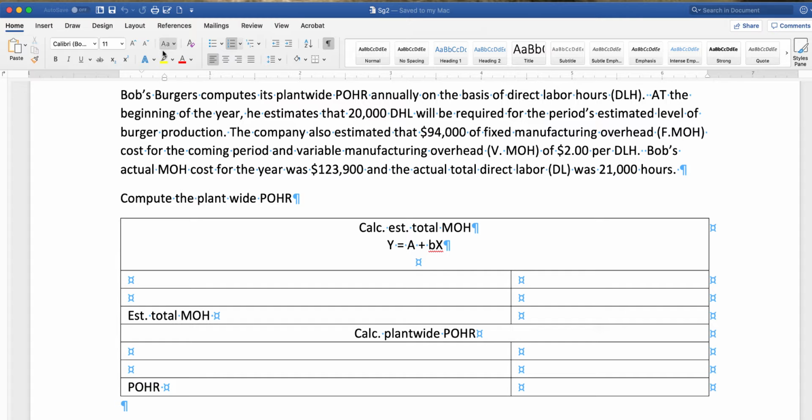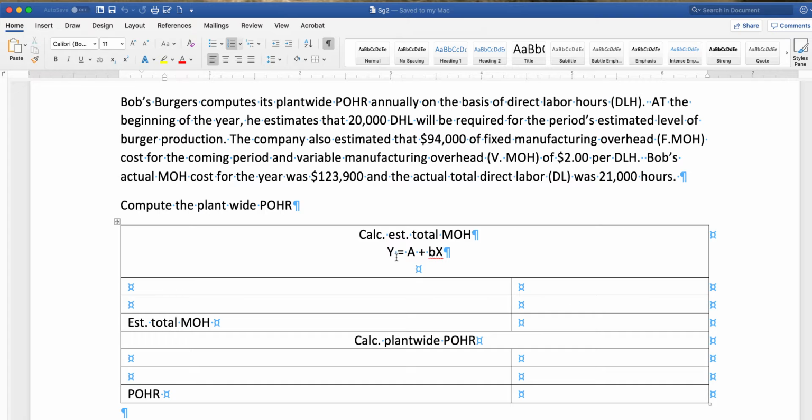Very simple to do. So the first thing, if you'll notice, we put the total cost equation, y equals a plus b of x. That's what we're using. So what are my total estimated fixed MOH costs? Well, they're 94,000. The problem tells us, hey, guess what? Bob estimated 94,000 of fixed MOH.